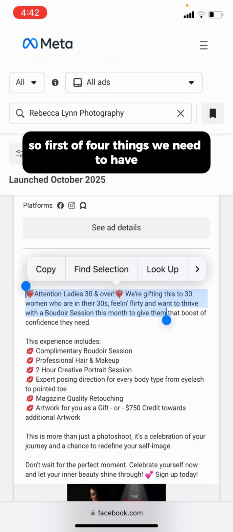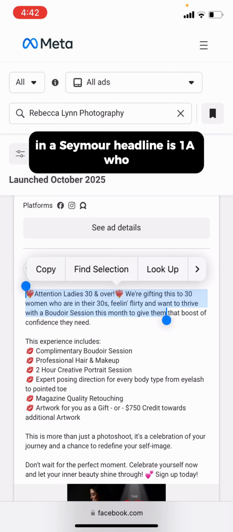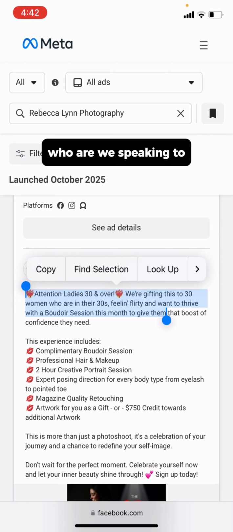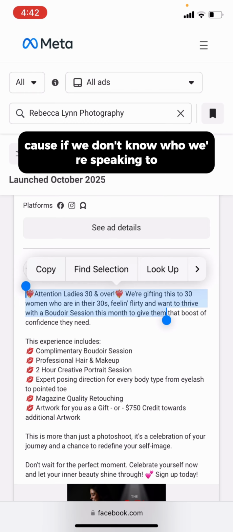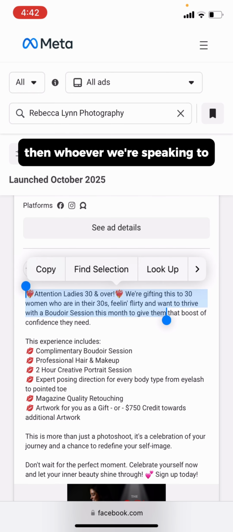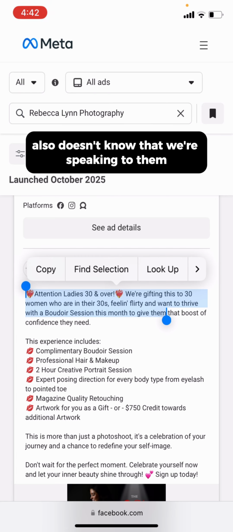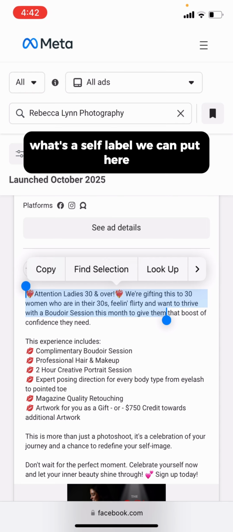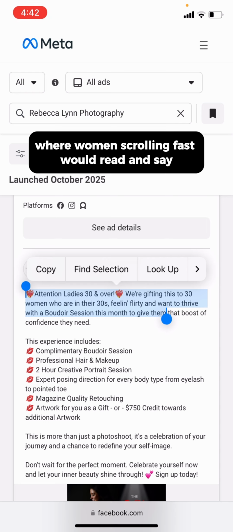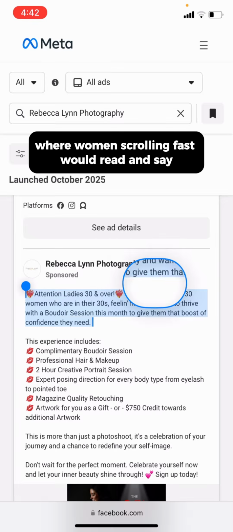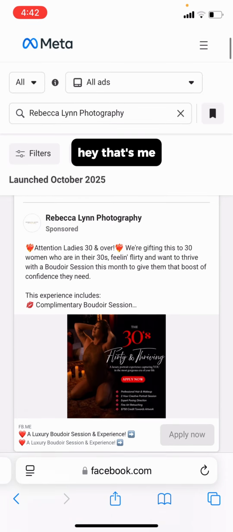So the first of 4 things we need to have in the See More headline is 1, a who. Who are we speaking to? Because if we don't know who we're speaking to, then whoever we're speaking to also doesn't know that we're speaking to them. So we need a who, we need a self-label. What is a self-label we can put here where women scrolling fast would read it and say, hey, that's me.